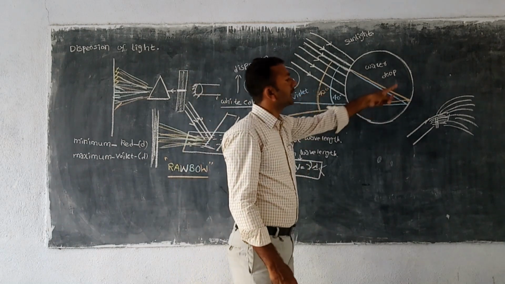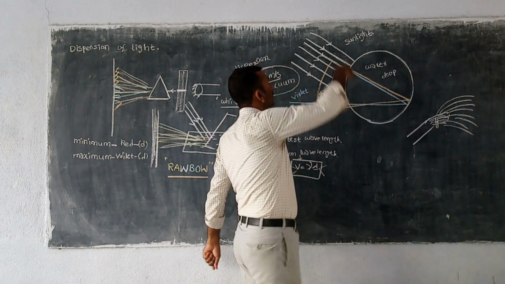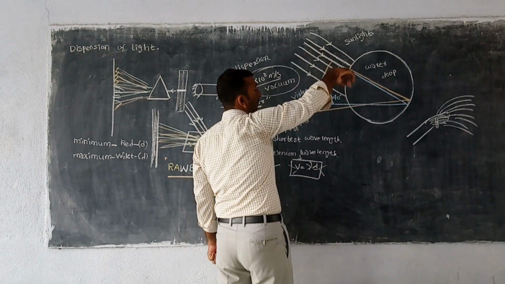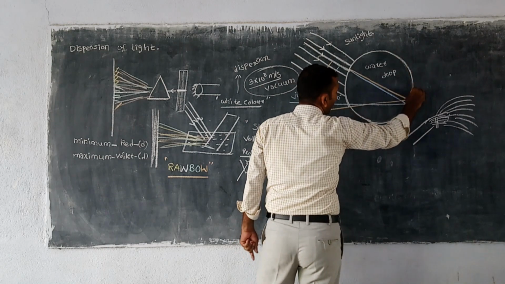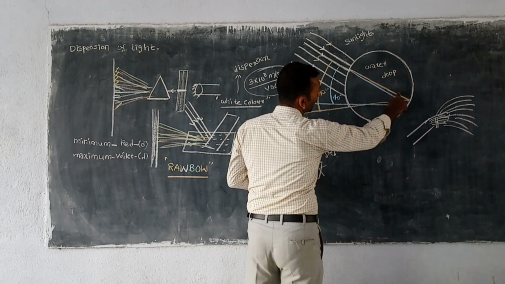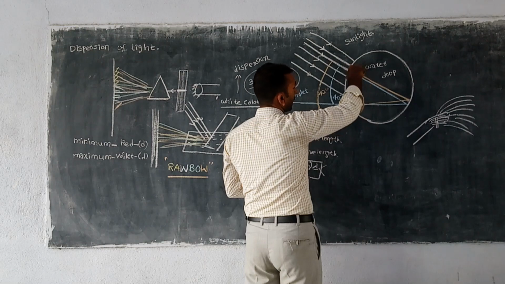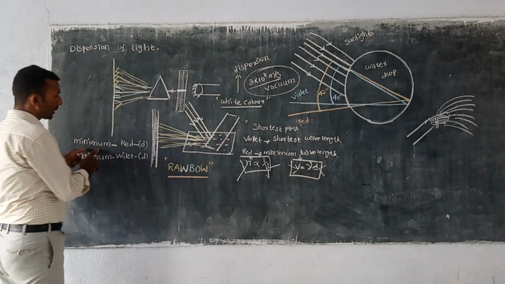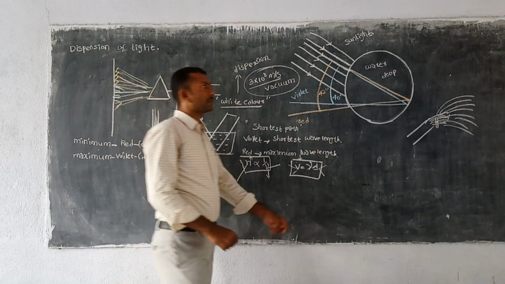By taking a single water drop, now we are taking a single water drop. What is happening here? Let us see. Just think this is a water drop, and the light rays are coming from the sun, and this is one surface of the water drop, and this one is another surface of the water drop. So what is happening here? This is the red color and this is the violet color, and the light ray falls on the water drop. We know that red color has minimum deviation and violet color has maximum deviation.